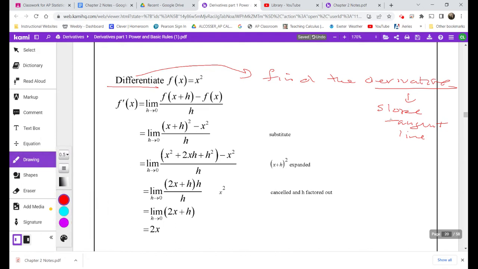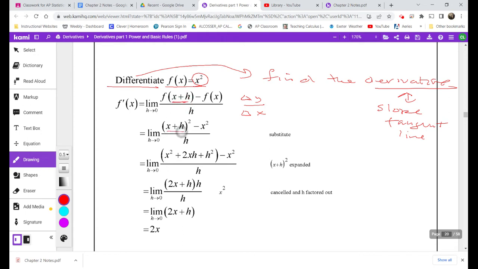Slope of the tangent line. Those two mean the same thing: the slope of the tangent line is the derivative. So if we are given f of x equals x squared, we use this limit formula, where f prime of x, the derivative with respect to x, is the limit as h approaches 0 of this slope. Remember, this is the change in y over the change in x of the secant line, that triangle I drew up there. So we take this function and substitute x plus h in.